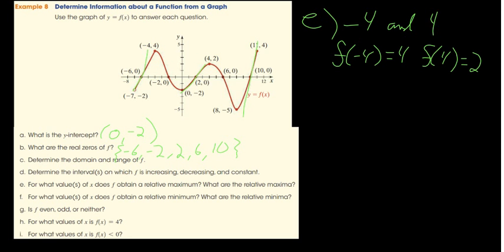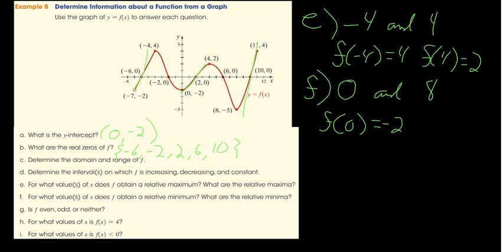And then the next problem is probably going to be the relative minimums. So what values of x do we have relative minimums? So it looks like we have a minimum at 0 and 8. And then similar to what we did with the relative maximums, at f of 0, it looks like -2. And at f of 8, we have a -5. Okay.